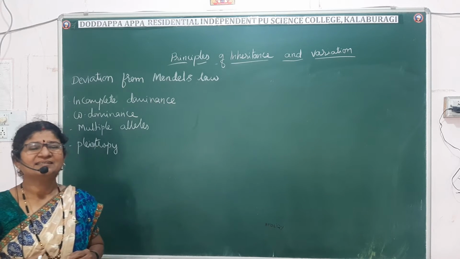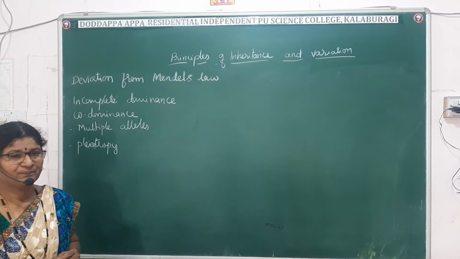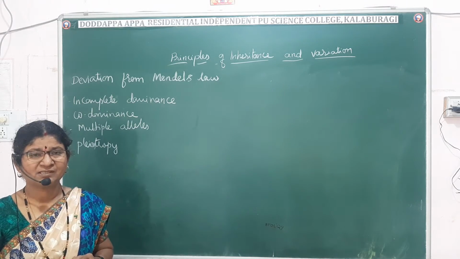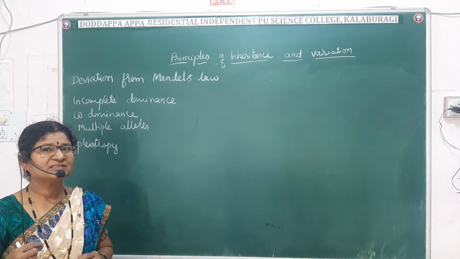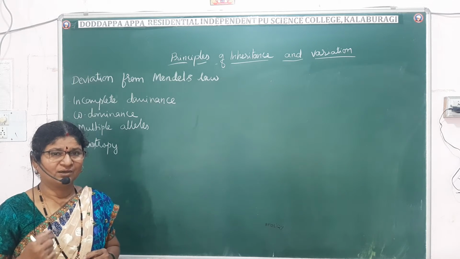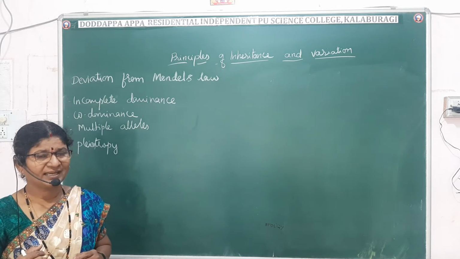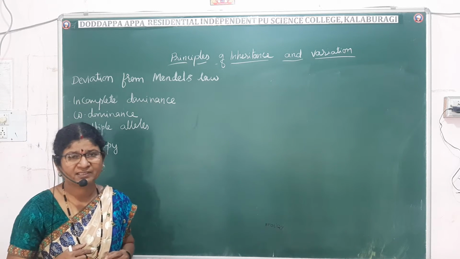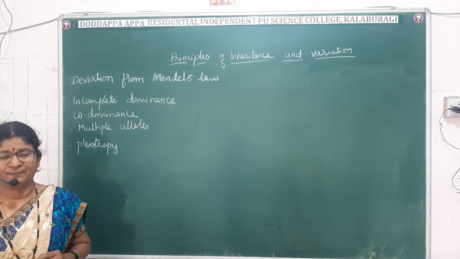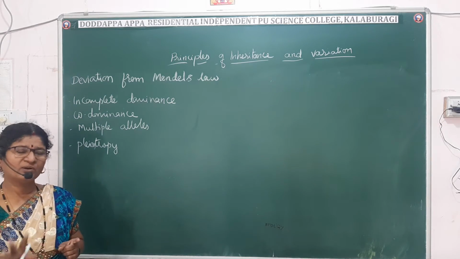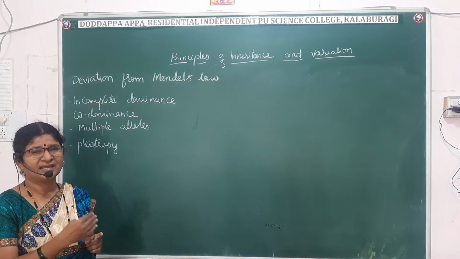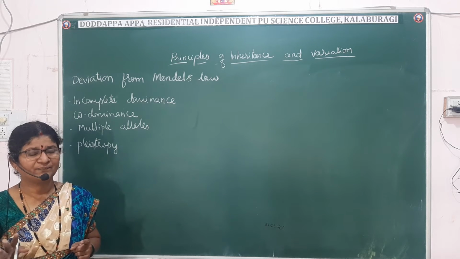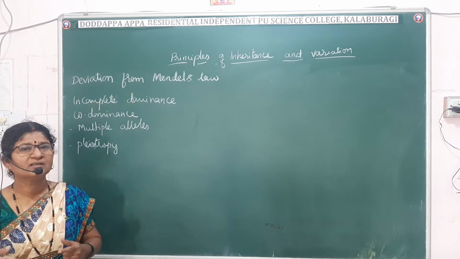Okay, now let us discuss the deviation from Mendel's Law. During his time, many of the plants and animals obeyed Mendel's Law. That is, when they crossed the organisms by considering one character, they got a phenotypic ratio of 3:1 and a genotypic ratio of 1:2:1. And in the dihybrid also they got the same as Mendel got, like 9:3:3:1, and the genotypic ratio also was the same. The other scientists got the same.